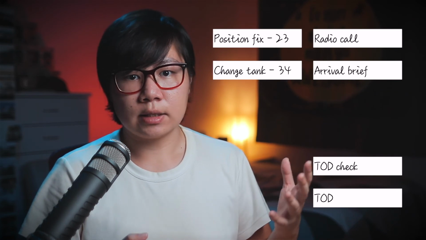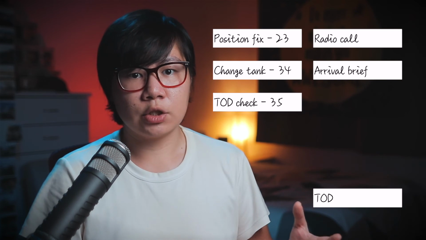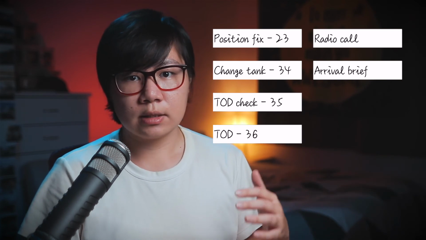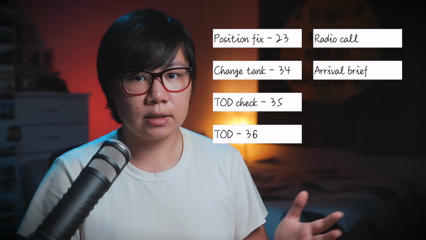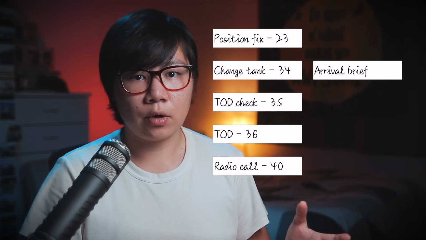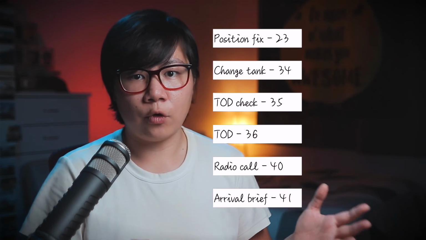For all these tasks, they might seem like a lot, but they rarely need to be done at the same time. You can create a timetable or a checklist with timestamps, assigning all the tasks a time in ascending order, like position fix at time 23, change the tank at time 34, top of descent check at time 35, start the descent at time 36, radio call at time 40, arrival brief at time 41.